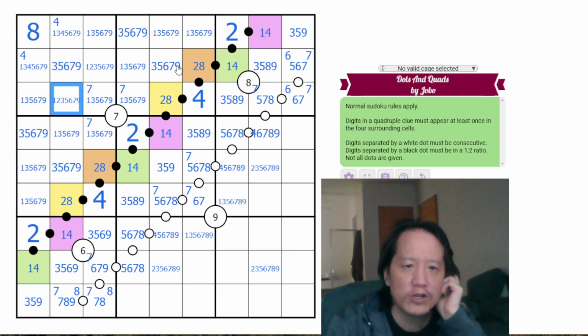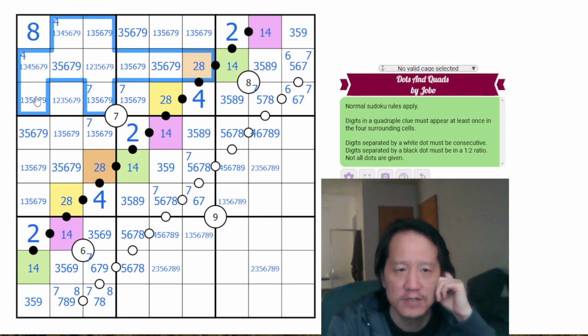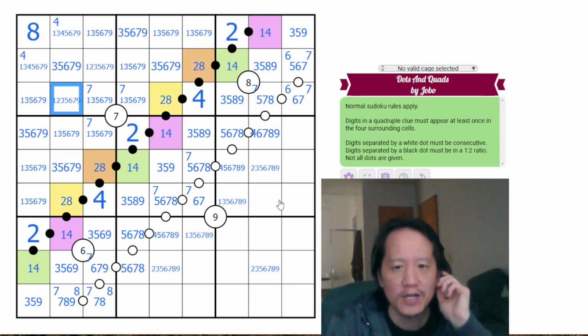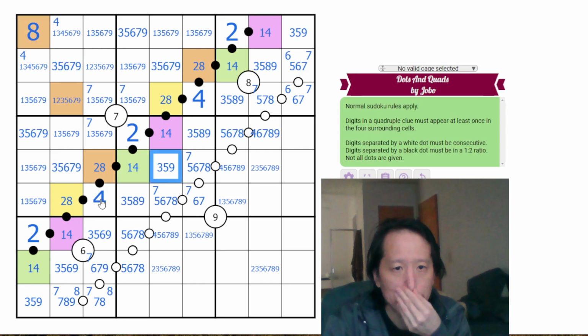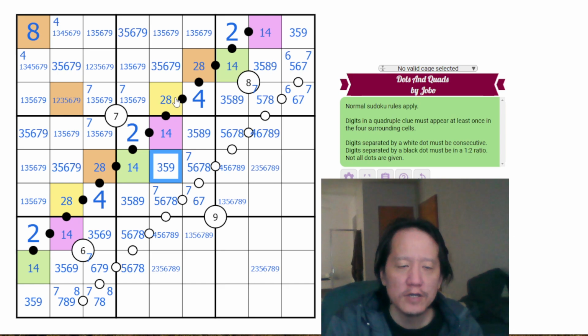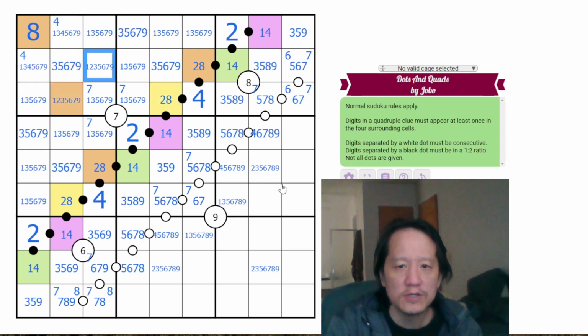So orange, where can orange be? Orange can't be here, orange can't be here. Orange can't be either of these two because of the 2, 8. It has to be 2 or 8. So orange has to be one of these two. Same thing with yellow. Yellow can't be here, yellow can't be here. And these can't be yellow because they don't have 2 or 8, so yellow must be one of these two.